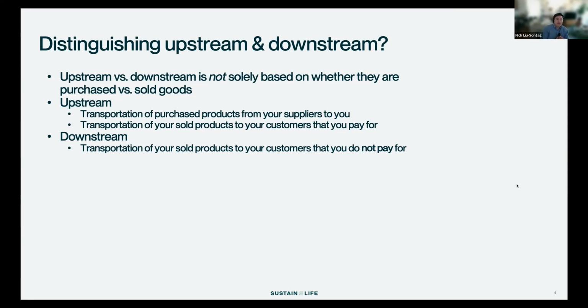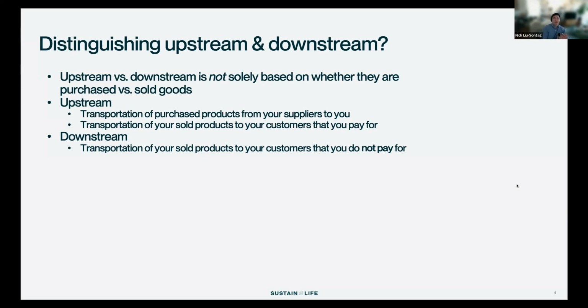And so we define the two categories as follows. Upstream transportation and distribution is that which is from purchased products that your suppliers are sending to you, regardless of who's paying for that. So that's supplier-related transportation. It's also the emissions from the transportation of your sold products to your customers when you are paying for that transportation because it's a purchased service. Then downstream transportation and distribution is essentially everything else, which is the transportation of your sold products to your customers when you do not pay for it.